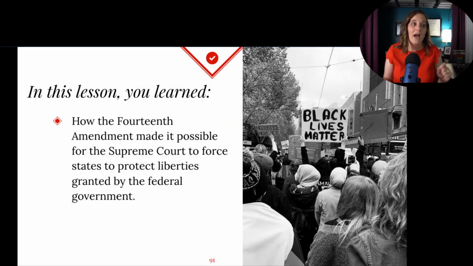I've learned how the 14th Amendment made it possible for the Supreme Court to force states to protect liberties granted by the federal government. If there's anything you missed, please go back now and rewatch that part of the video. Then, go ahead and answer the summarizing question in your notes so that you can get a stamp the next time we're in class.